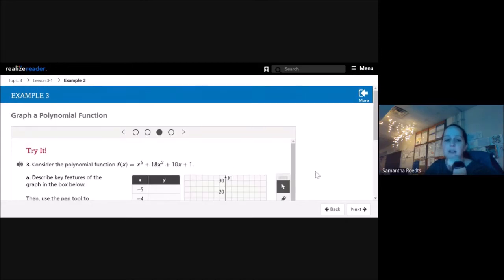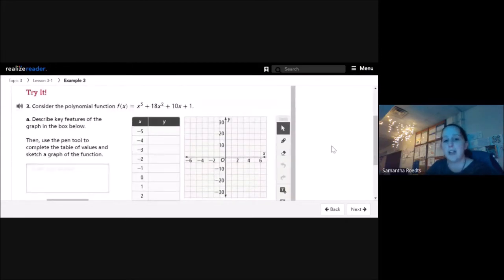All right, so let's go ahead and try it. Consider the polynomial function f of x equals x to the fifth plus 18x squared plus 10x plus 1. Describe the key features of the graph in the box below, then use the pen tool to complete the table of values and sketch a graph of the function.